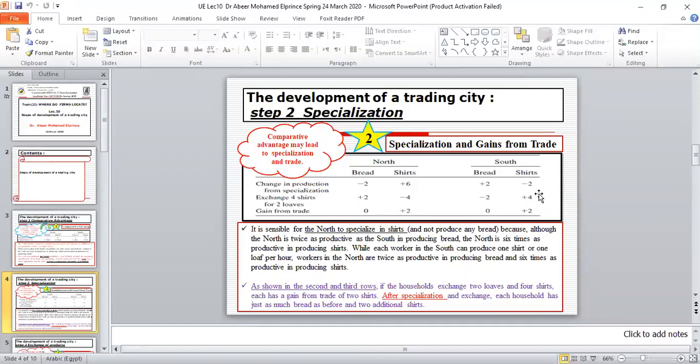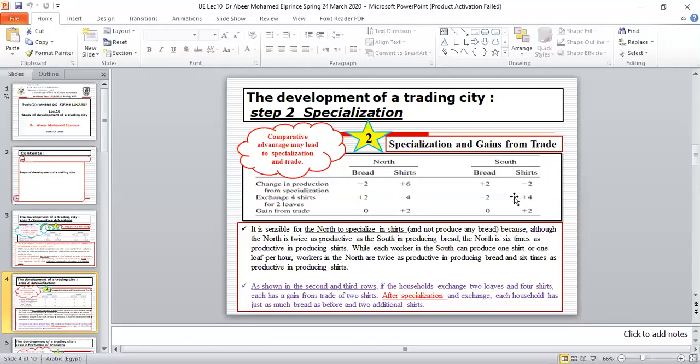South will sacrifice 2 shirts but will produce 2 bread. In 2 hours it will produce 2 bread and 0 shirts, but take from North 4 shirts and give North 2 bread. So it has positive 2 of bread because South produces bread only, and negative 2 because South will give North 2 bread. So bread equals 0.